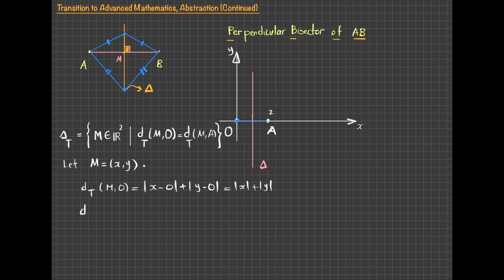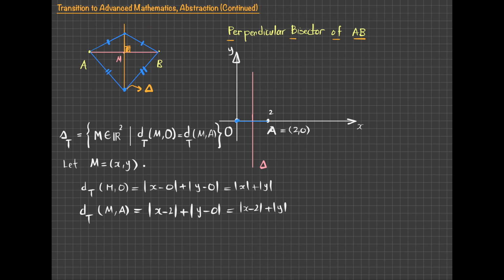And then you calculate the taxicab distance from M, but this time to point A. So what are the coordinates of point A? It is 2 and 0. So this becomes the absolute value of the difference between x coordinates, which is x minus 2, plus the absolute value of y minus 0. And if I simplify that, it becomes the absolute value of x minus 2 plus the absolute value of y. But now my demand is that these two should be the same.